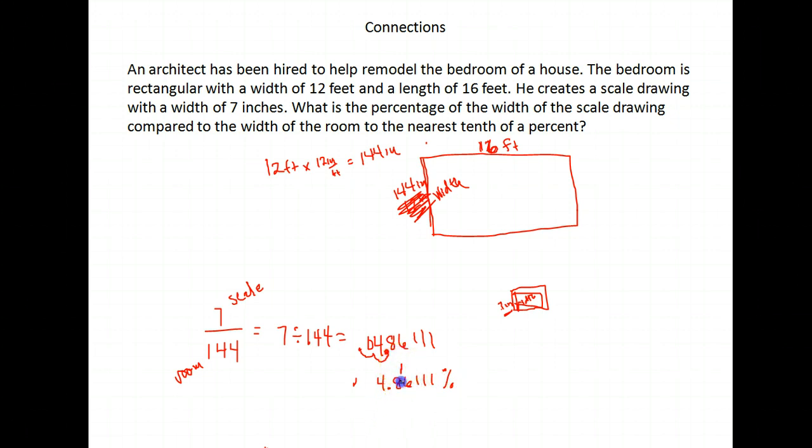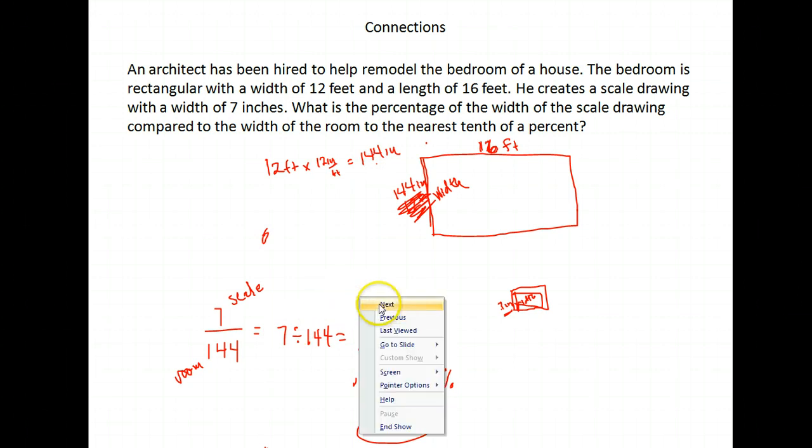So tenth is 1 place after the decimal, which would cut it off right here. I look at that next number so I know whether to stay or round up. 6 is bigger than 5, so I round up. So my 4.8 rounds up to 4.9%. So the scale drawing, the width is 4.9% of the actual size of the room. Again, we had to start that by writing all of our dimensions in inches. Then we could actually compare them accurately.